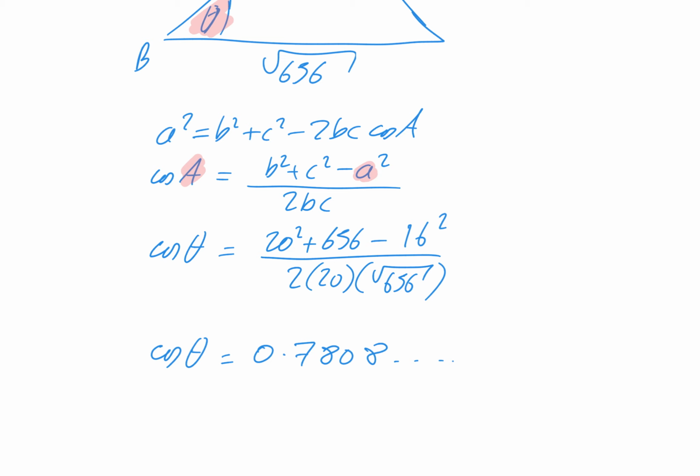Then cos to the minus 1 of your answer, and I got my theta was equal to 0.675 radians, to 3 decimal places. And that is it. Done.